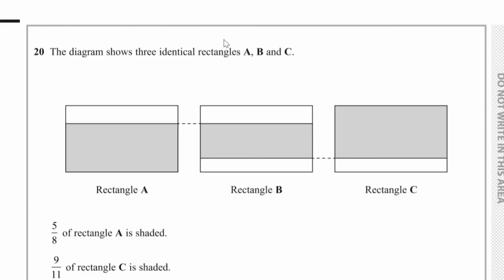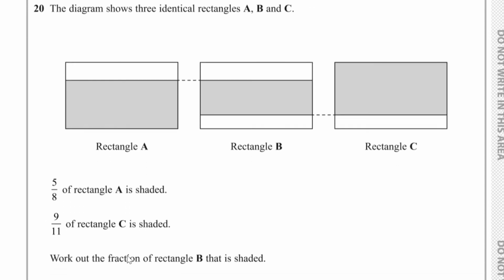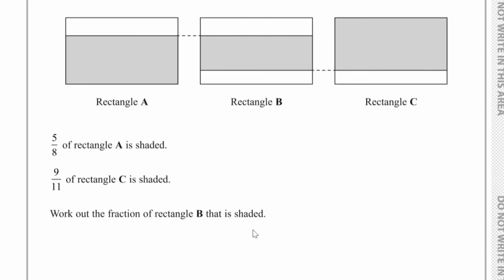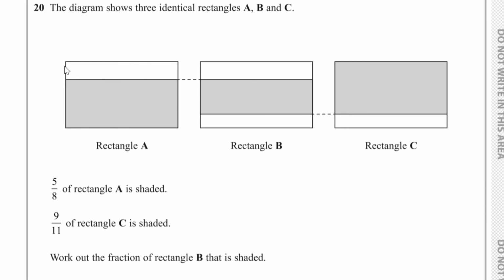Question number 19. The diagram shows 3 identical rectangles A, B and C, and 5/8 of rectangle A is shaded, 9/11 of rectangle C is shaded. We have to work out the fraction of rectangle B that is shaded. Well, what we can do is find out the fraction that isn't shaded. Well, here, if we've got 5/8 shaded, the fraction that isn't shaded then will be 1 subtract 5/8, which is 3/8.